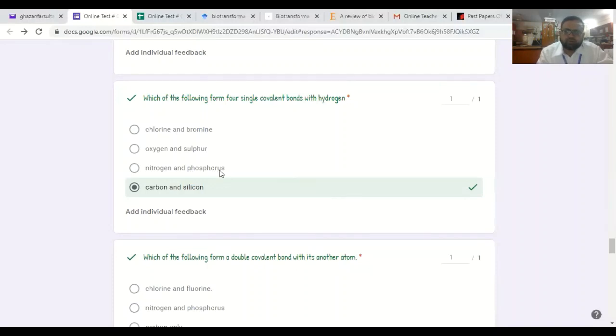Nitrogen and phosphorus belong to group 5, and they require 3 electrons to share or gain from other elements, so they form 3 single covalent bonds with hydrogen. Yes, carbon and silicon can form 4 single covalent bonds because they belong to group 4 of the periodic table.